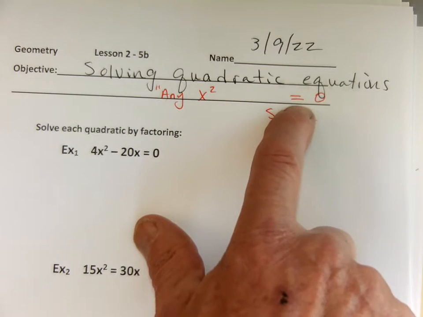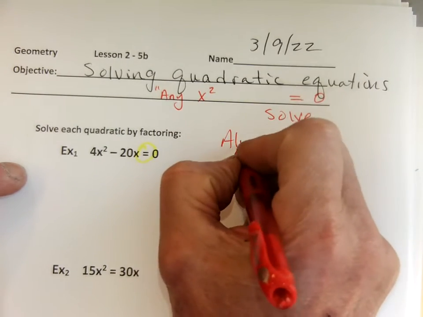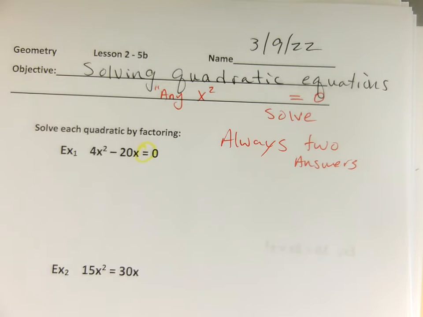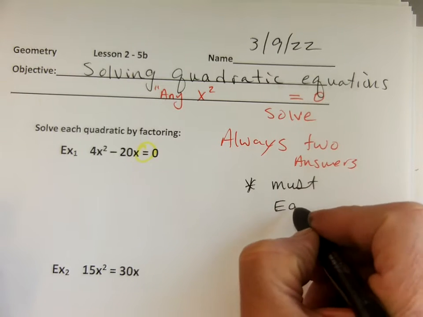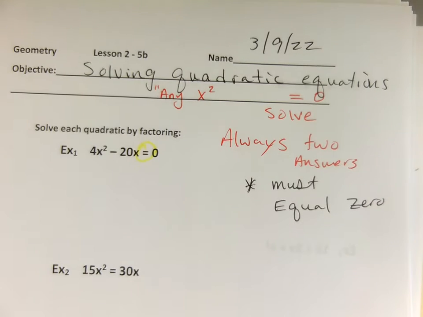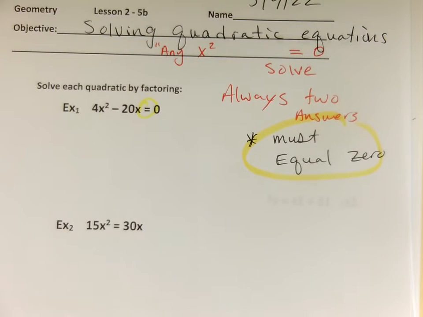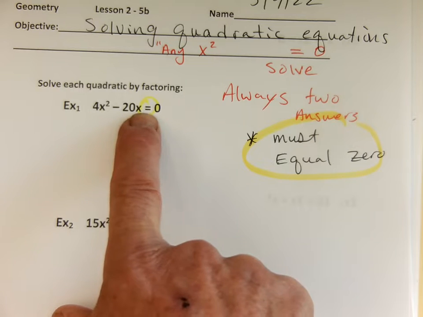Okay, now equations, because we can have an equal sign. So if I take a look at the first example, I do have an equal sign. Anytime we have an x squared, there are always, always, always two answers. So to get our two answers, we need two equations. It must equal zero to start. So the first thing you do is you make sure it equals zero. And sure enough, in example one, it equals zero, so that's done. Okay, so we want to first make sure that our quadratic is equal to zero.